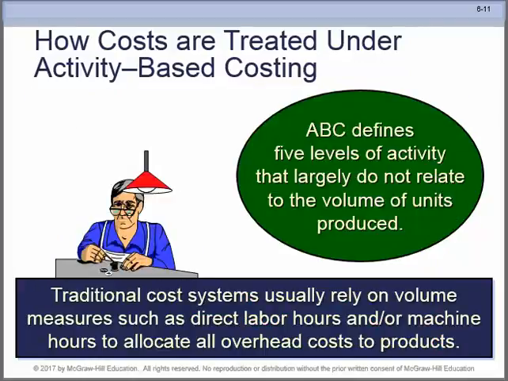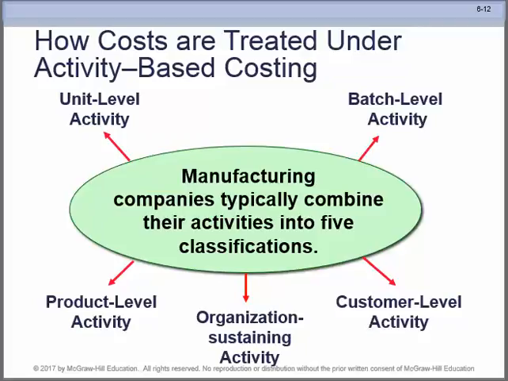Okay, so how do we treat costs under ABC? Well, let's back up half a step. Traditional cost systems rely exclusively on allocation bases that are driven by the volume of production. Okay? ABC defines five levels of activity that don't always relate to the volume of units produced. So here are those different ones, and we are going to do a little bit with this this week.